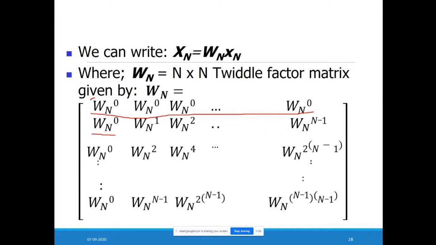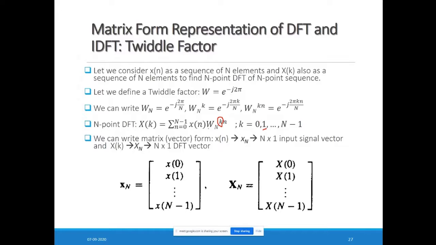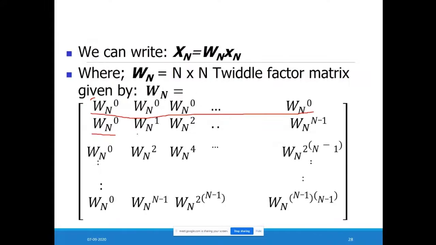Okay, now we move to the second value. So k is equal to 1. Now the second value of n: first we have taken n is equal to 0, the second value is n is equal to 1. So when we take n is equal to 1, what happened? Omega suffix n, k into n, k is equal to 1, n is equal to 1. So both are 1, 1 into 1. So here you are getting omega n raised to 1.